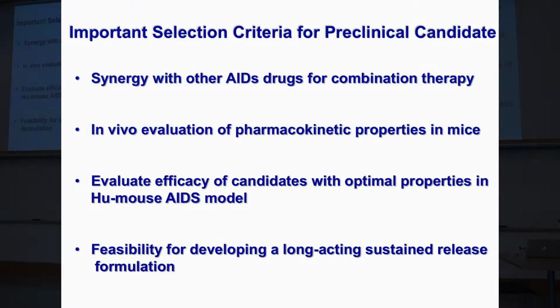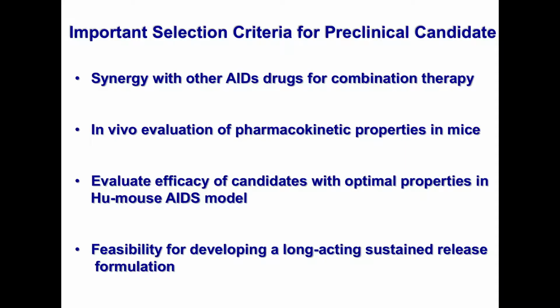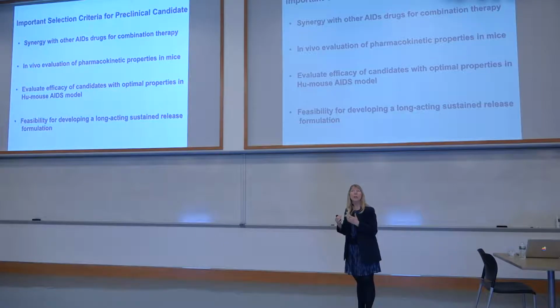What I've listed here are some of the important boxes that we want to check in thinking about going forward, because we've made a lot of compounds at this point. And we've checked some of the boxes. One, we know that they have good PK properties. The other thing we wanted to ask is, how does this drug behave with other HIV drugs? Because at the end of the day, it's going to be dosed with the current drugs that are on the market.